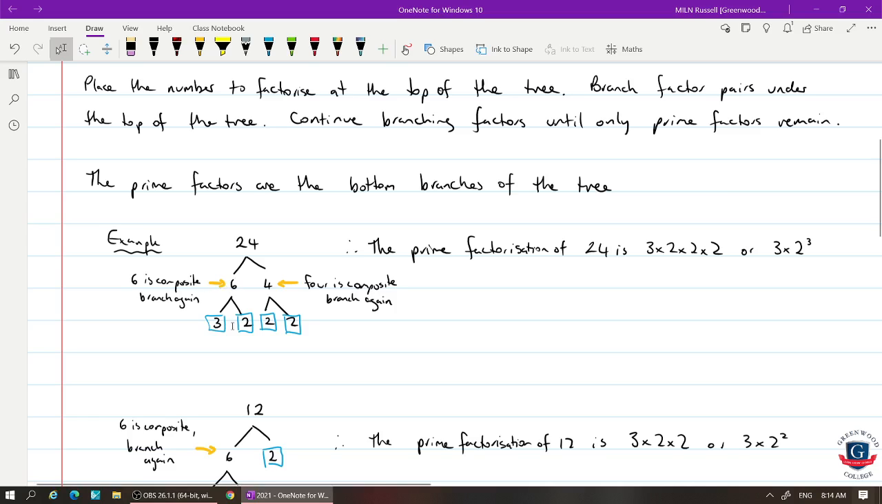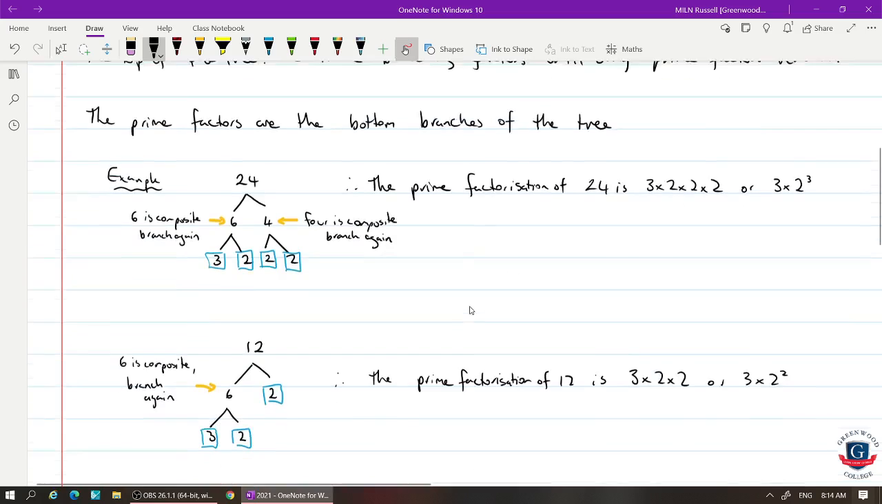The factors of 6 are 3 and 2, the factors of 4 are 2 and 2, and then we circle all the branches at the bottom of the tree, and we can find the prime factorization. So the prime factorization of 24 is 3 times 2 times 2 times 2, which I've written over here, and if we use our indices, we know that that's 3 times 2 cubed.